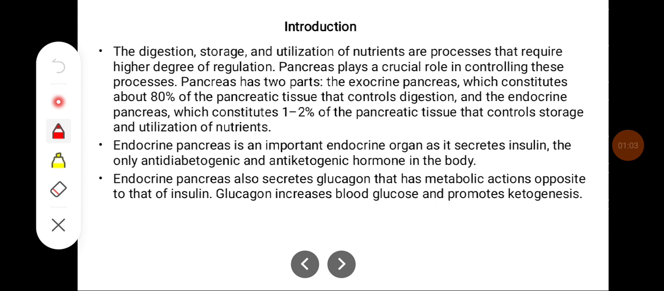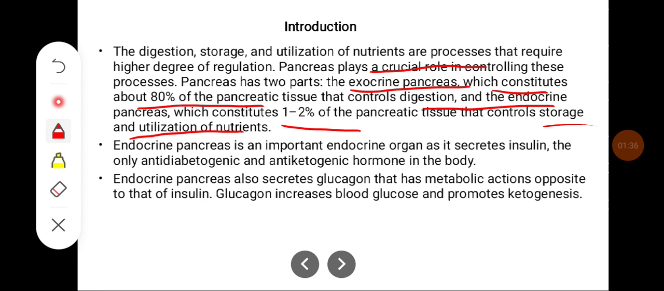The digestion, storage, and utilization of nutrients are a process that require higher degree of regulation. Pancreas plays a crucial role in controlling these processes. Pancreas has two parts, the exocrine pancreas, which constitutes about 80% of the pancreatic tissue that controls digestion, and the endocrine pancreas, which constitutes 1 to 2% of the pancreatic tissue that controls storage and utilization of the nutrients.